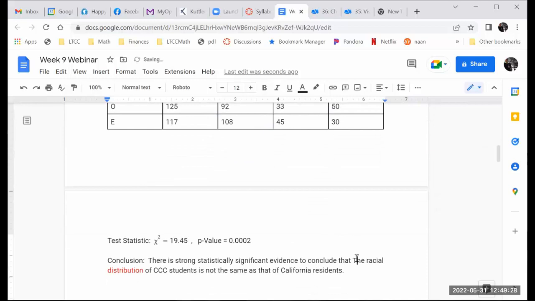Paste. And then make that T a lowercase. That the racial distribution of California community college students is not the same as that of California residents. Any questions on that?